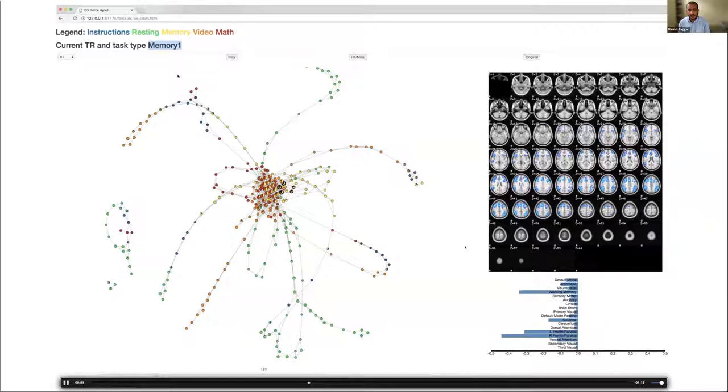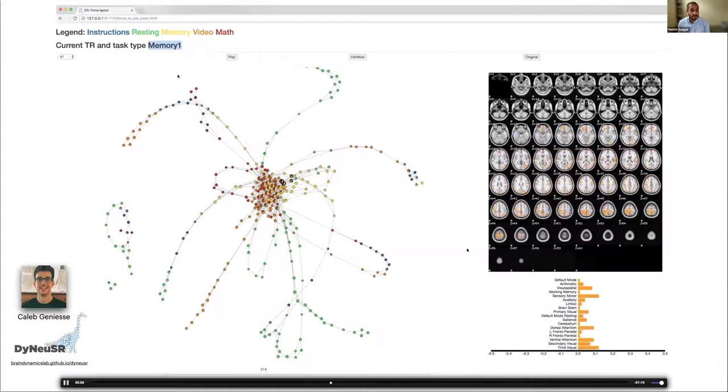Okay, and a shout out to Caleb, my grad student, who will hopefully soon become a postdoc as well, who has taken this version and created a nice Python version of this toolbox, which we're calling Dinosaur. So please check that out as well.